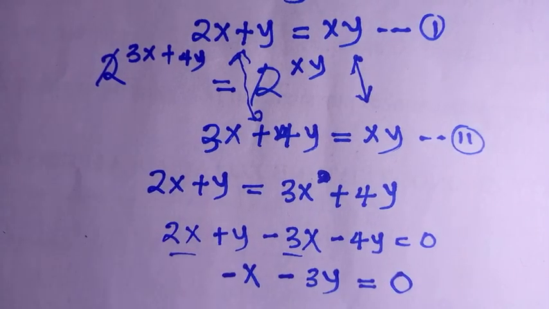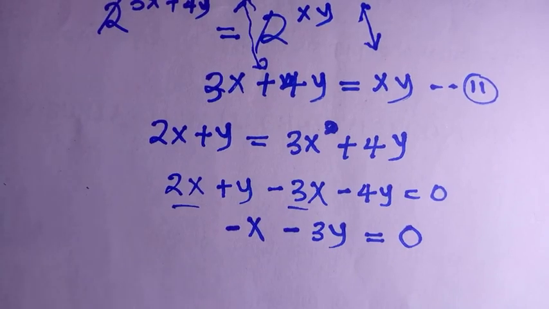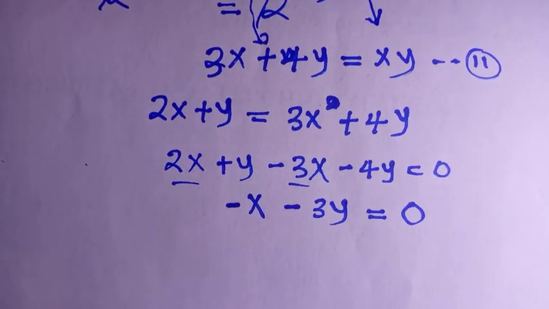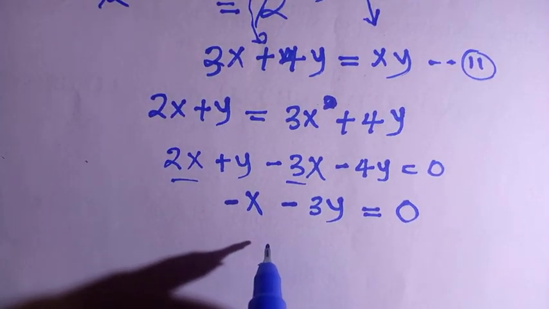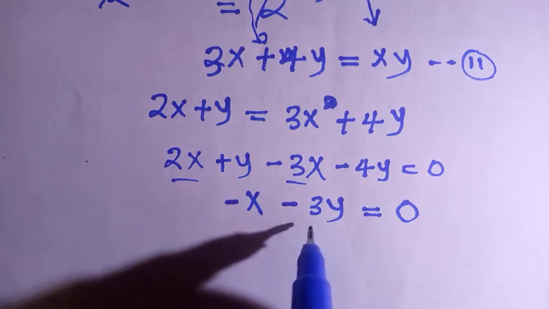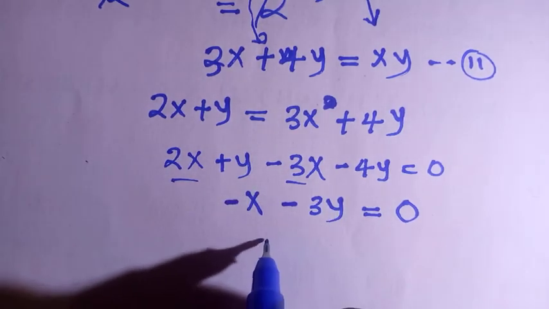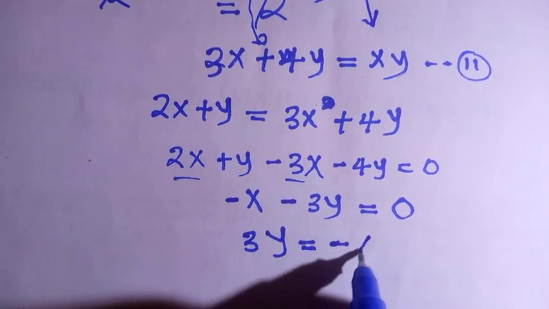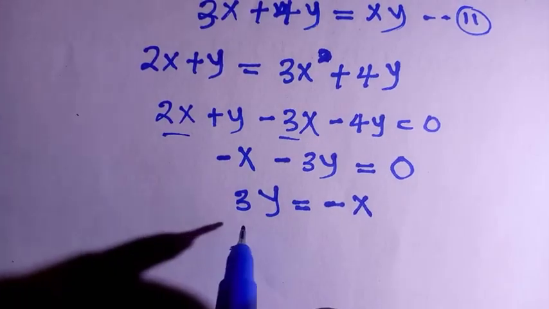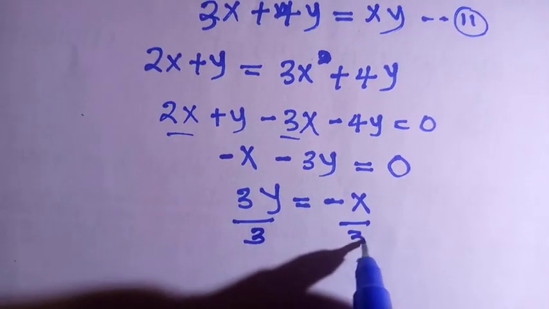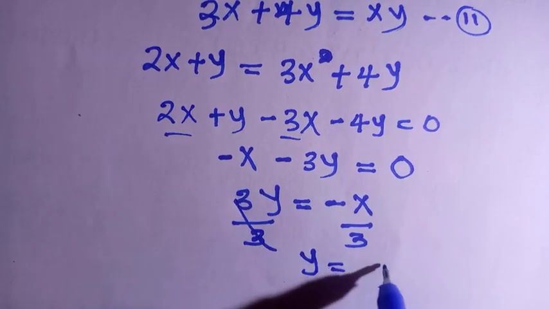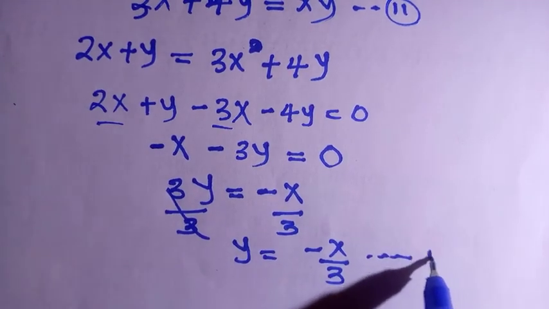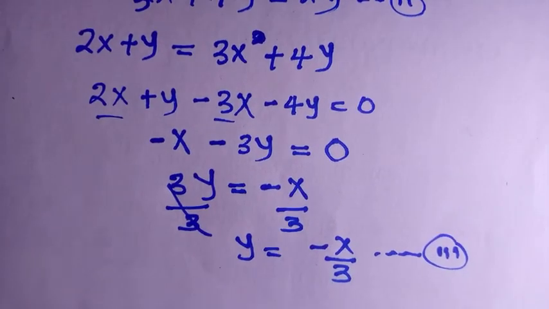So here, let's say I add 3y to both sides. Here we are going to have 3y equals negative x. So we divide both sides by 3, and we have y equals negative x divided by 3. I will consider this as the third equation.